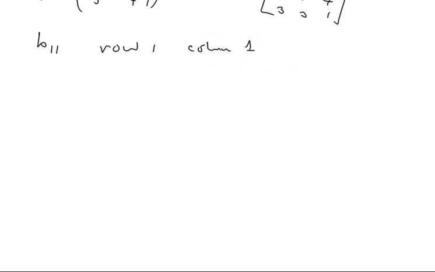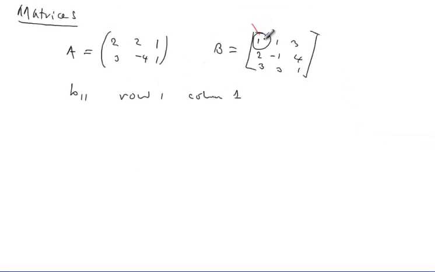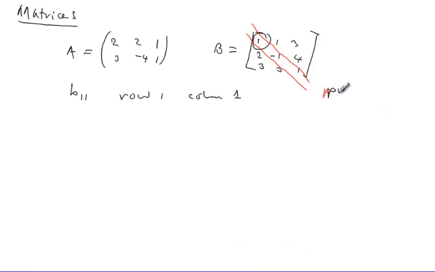Then we've got these entries here, 1, 3, 4 and the 2, 3, 3. Those entries there form what we call the principal diagonal. We didn't talk about that yesterday, did we? No. That's the principal diagonal.